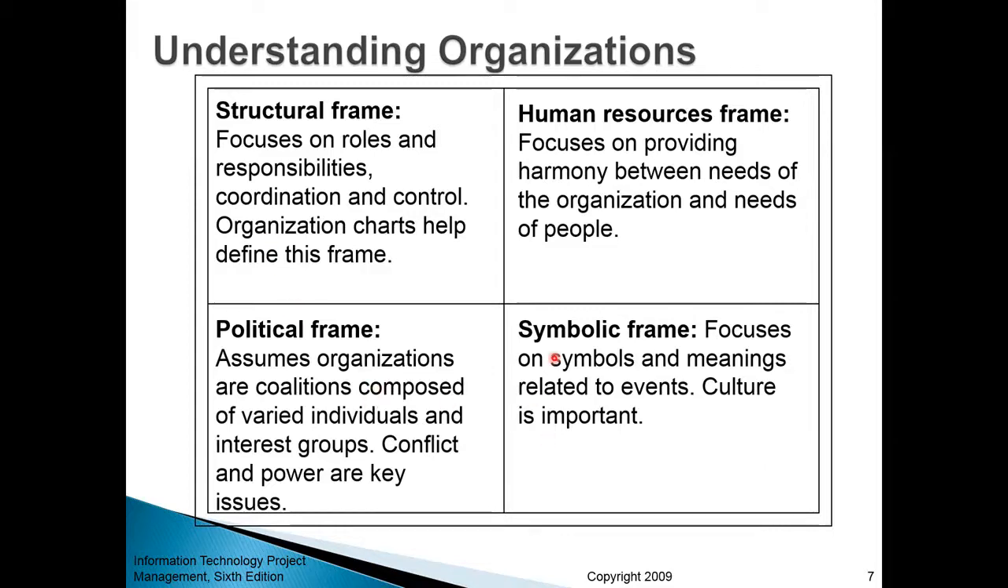Now, the fourth frame is sometimes the hardest to detect, and again, it depends on the person who is looking at it. Some people have a very good sense for those symbolic characteristics. I think it's linked to emotional intelligence. They are able to understand those clues that are not necessarily obvious to an average person. So, symbolic frame focuses on symbols and meanings related to events. Culture is important. Let me give you one example of something that characterizes symbolic frame.